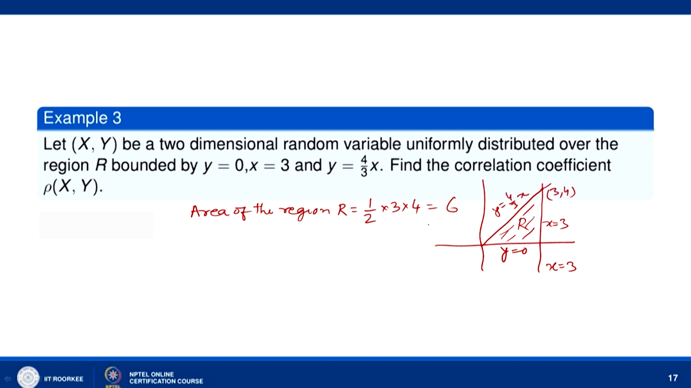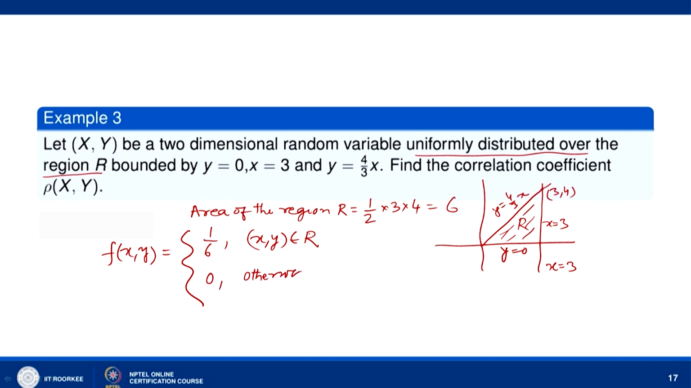Now, since (X, Y) is a two-dimensional random variable which is uniformly distributed over the region R, we have f(x,y) equal to 1/R, which means 1/6, when (x,y) belongs to R, and 0 otherwise. We need to first find the marginal density functions.